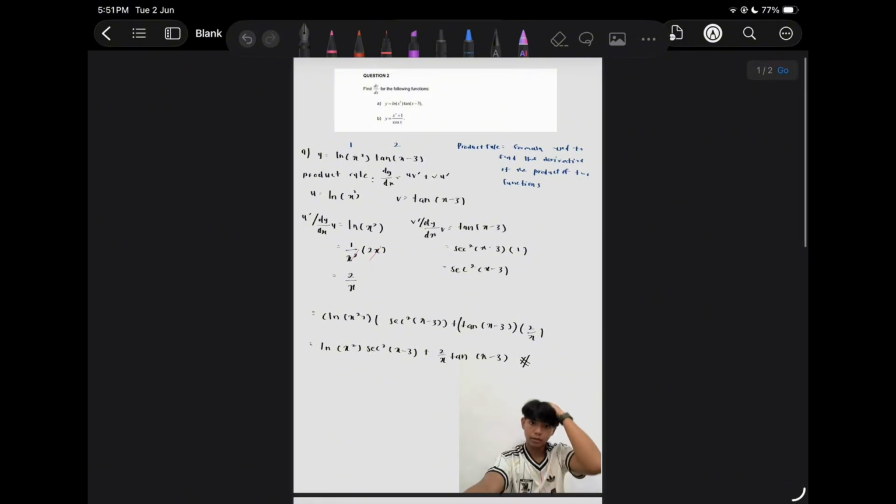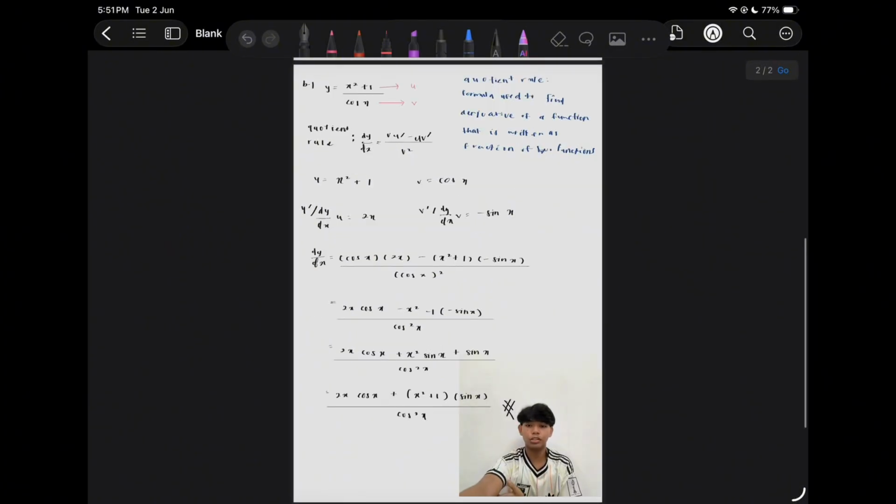After we get all the data, u, v, u prime, and v prime, we need to substitute into the product rule. As we know, the product rule formula is u v prime plus v u prime. So you substitute it, and it becomes ln(x squared) times sec squared (x minus 3) plus tan(x minus 3) times 2 over x. So the answer for this question will be ln(x squared) sec squared (x minus 3) plus 2 over x tan(x minus 3). That's for question A.